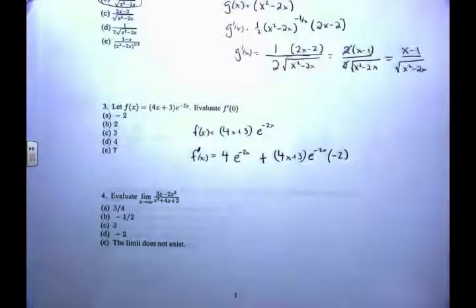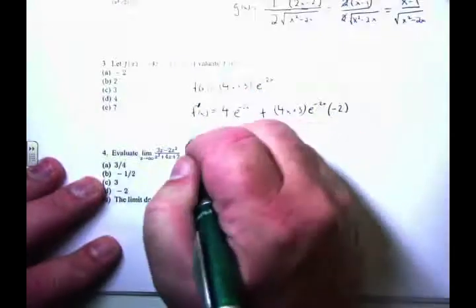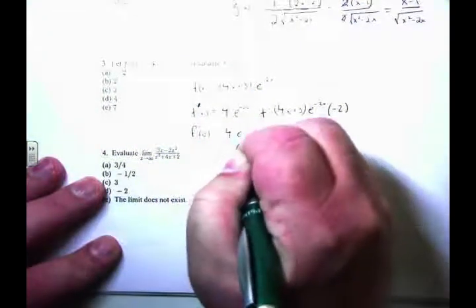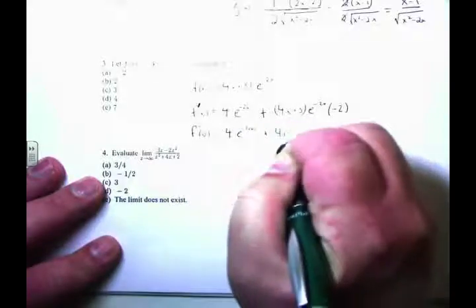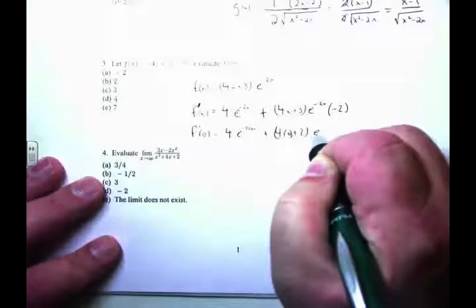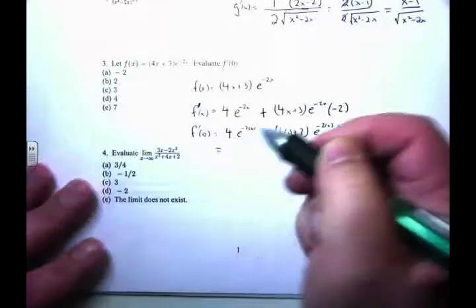Does that make sense? Now, you're right, you can go ahead and clean this thing up, but wait a minute, what are they really asking for me to do in this particular problem? I'm supposed to evaluate f prime of 0, so what am I going to do? I'm just going to go ahead and plug in 0 in this thing. 4 e to the negative 2 times 0 plus 4 times 0 plus 3 times e to the negative 2 times 0 times negative 2.